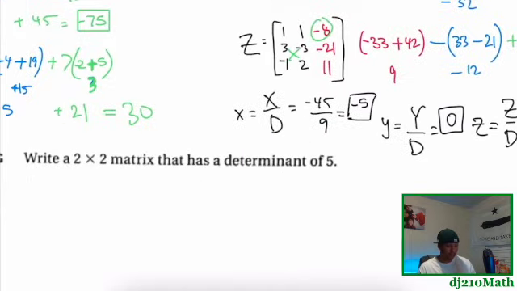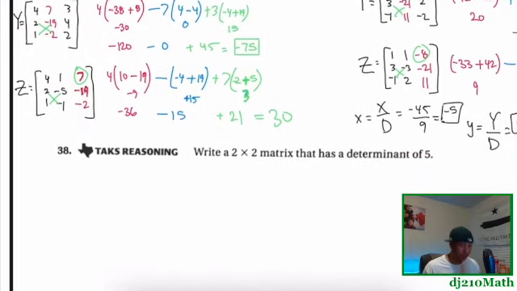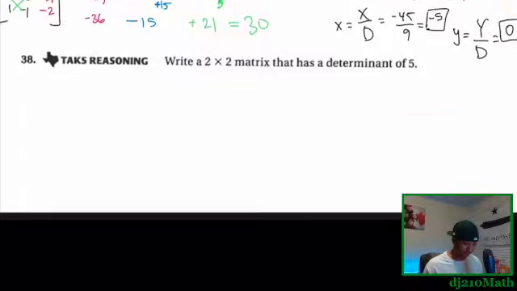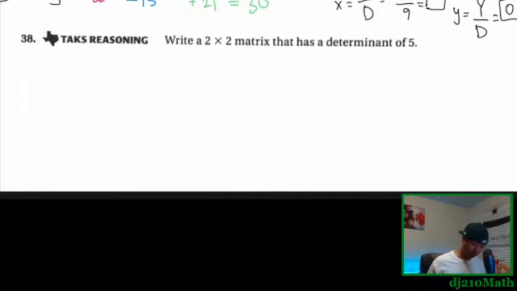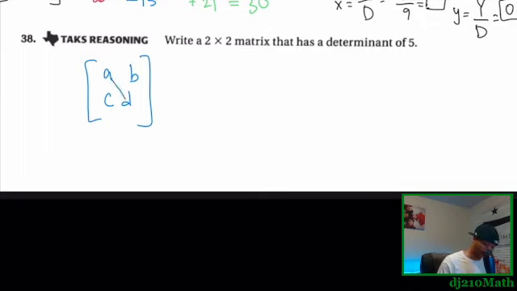Okay. We can do this last page just to make it complete. So a 2 by 2. So A, B, C, and D has a determinant of 5. So these two numbers minus these two numbers. So A times D minus C times B has to equal 5.